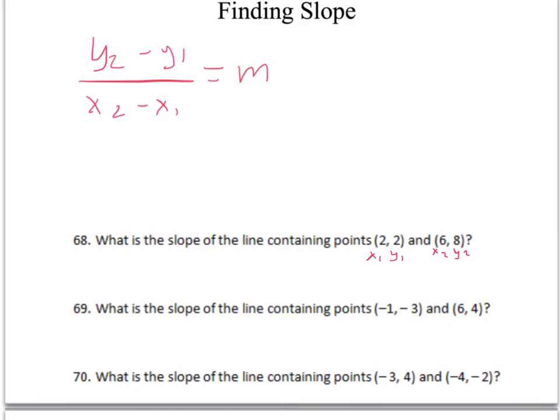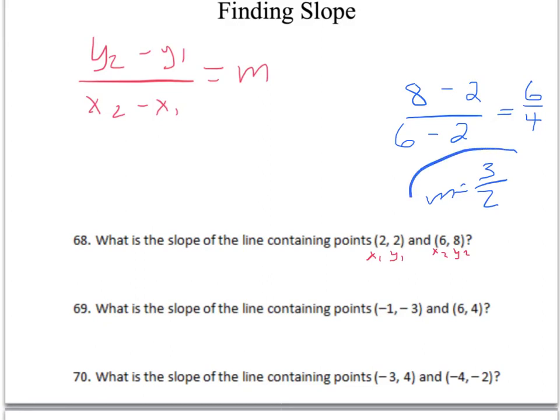So if I plug these numbers into my formula correctly, I'm going to take y sub 2, which is 8, minus y sub 1, which is 2, and divide that by x sub 2, which is 6, minus x sub 1, which is 2. And I get 8 minus 2, which is 6, divided by 4, and that reduces to 3/2. My slope is equal to 3/2.